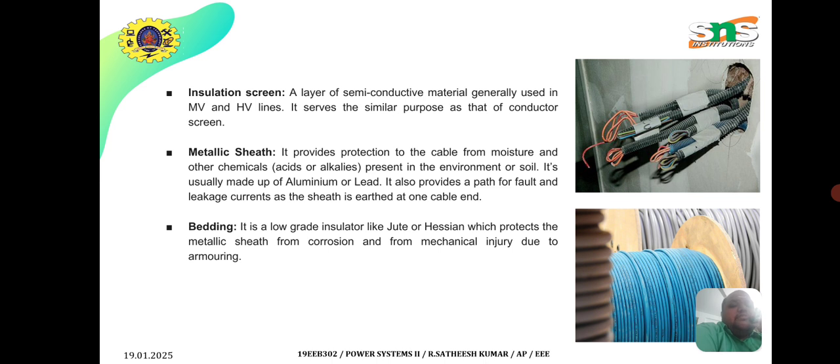Metallic sheath: it provides protection to the cables from moisture and other chemicals, acids or alkalis present in the environment or soil. It is usually made of aluminum or lead. It can also provide the path for fault and leakage currents, as the sheath is earthed at one end of the cable. Bedding: it is a low-grade insulator like jute or hessian which protects the metallic sheath from corrosion and from mechanical injury due to armoring.